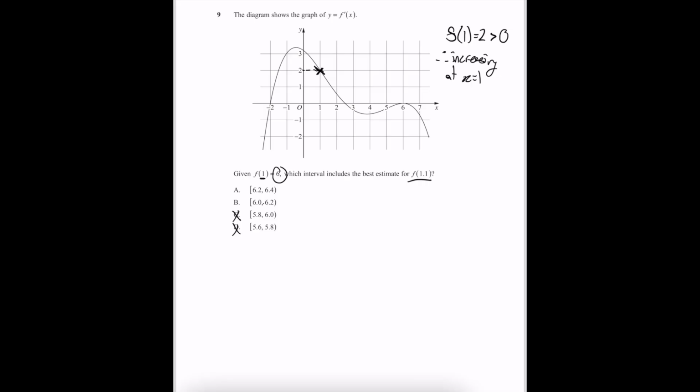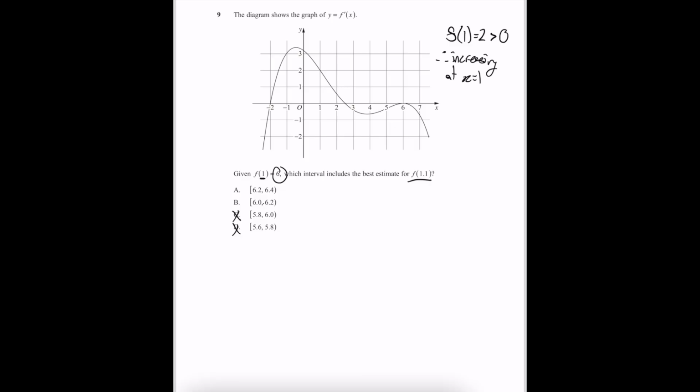Now, to determine which of A or B is the correct answer, that's a little bit more tricky. Okay, so what I'm going to do here is work out the gradient, the equation of the tangent at x equals 1.